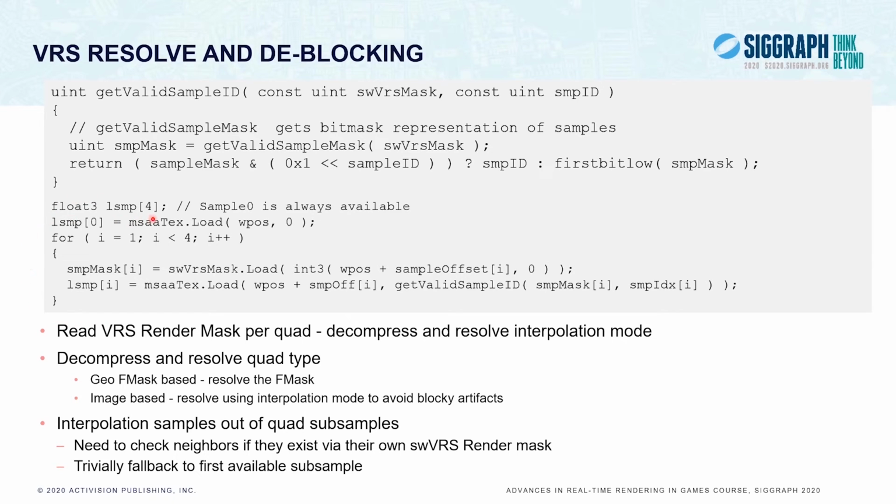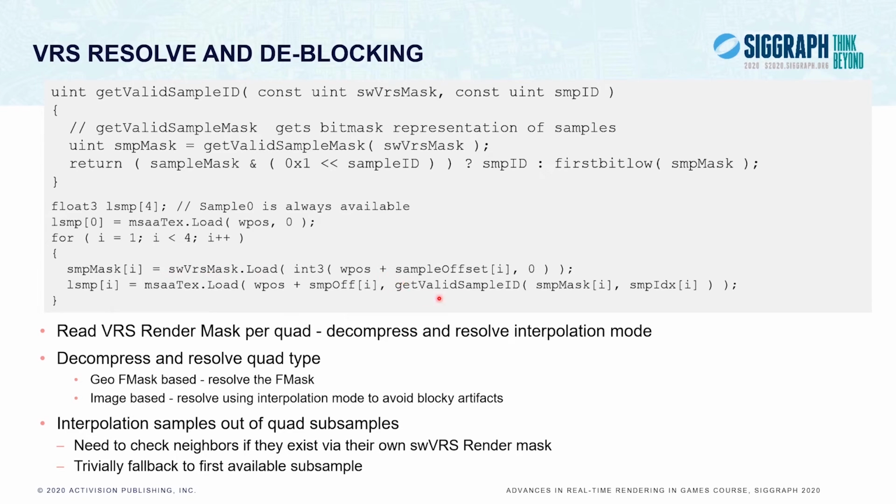So we load our first subsample, which is the provoking pixel and is always available, and then we iterate through 3 additional subsamples. They're going to be loaded from the MSAA texture via load, and we need to provide which sample to actually load from it. But before we do that, we need to load the software VRS mask for each of those subsamples.